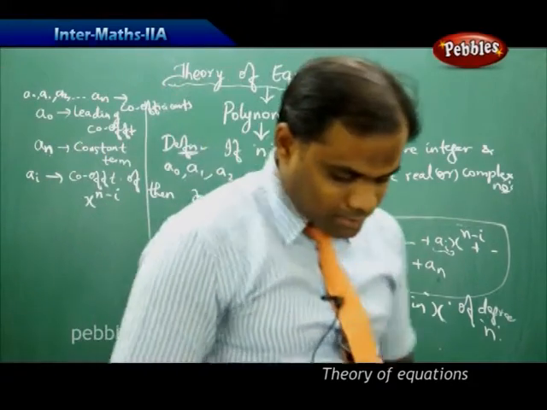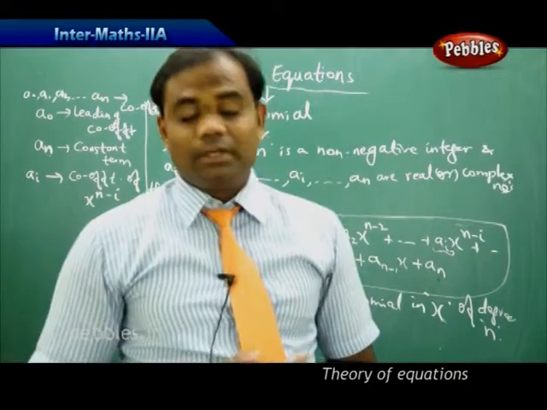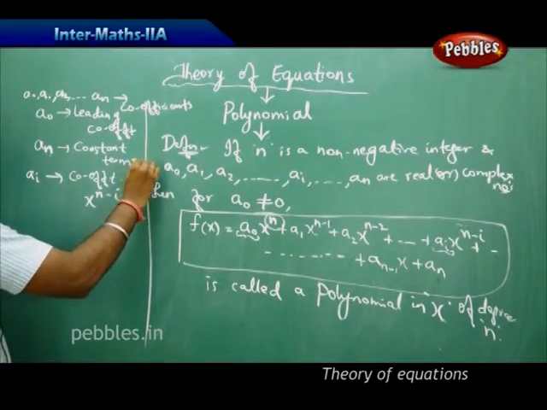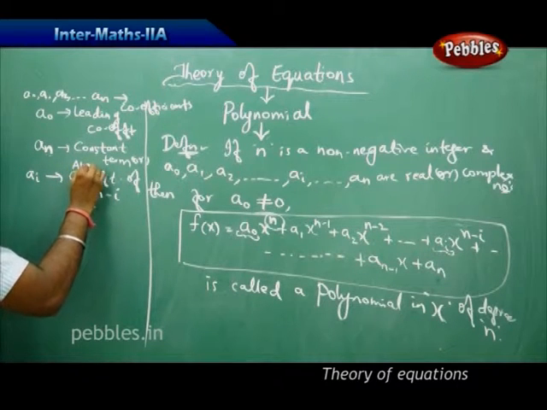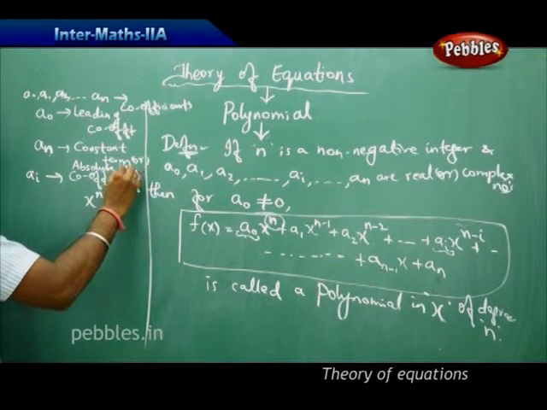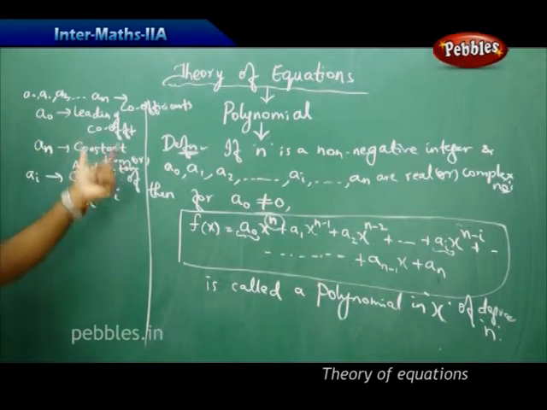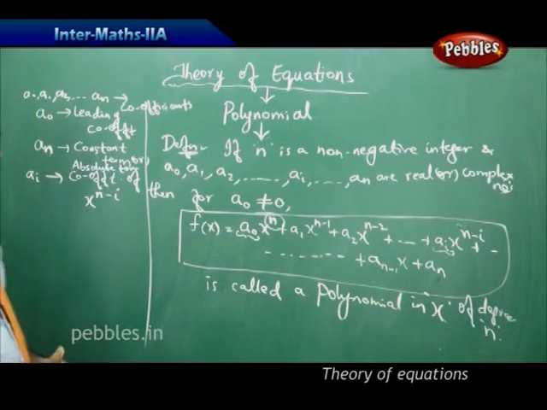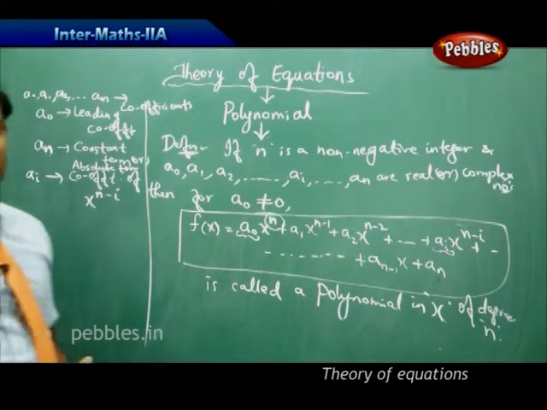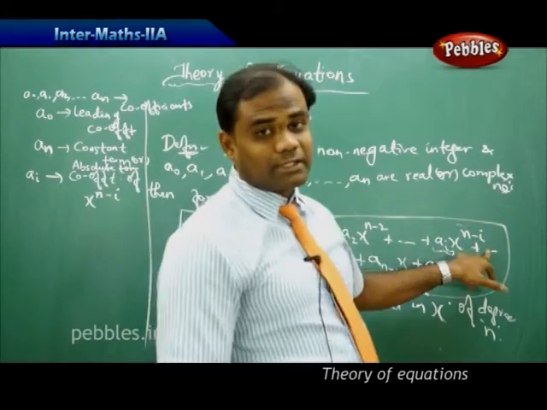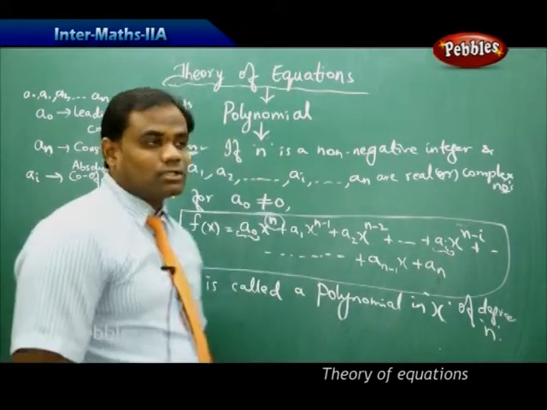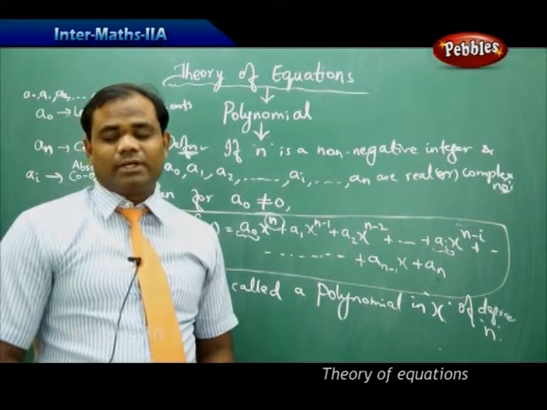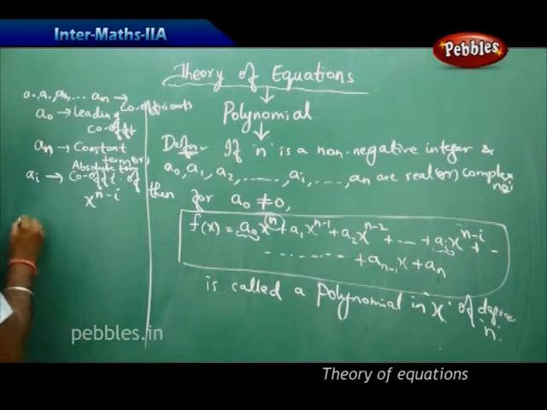The constant term is also called the absolute term. So a0 is the leading coefficient, and an is called the constant term or the absolute term, and ai is called the general coefficient of x power n minus i, as can be identified here. So this entirely makes a picture of what a polynomial is. You can take many examples out here which satisfy.